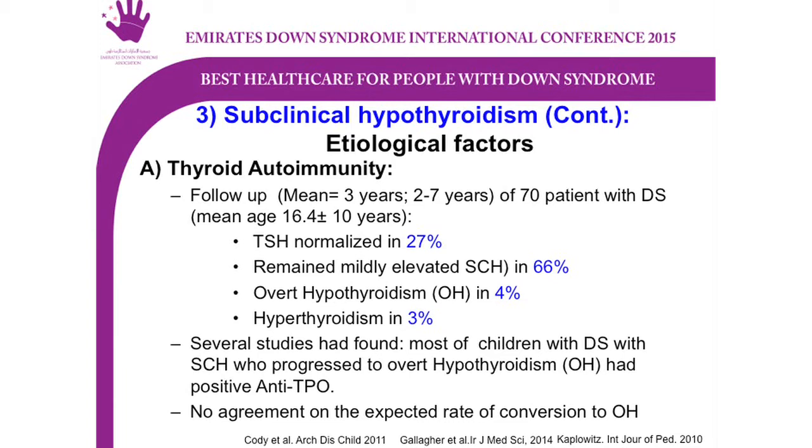66% of them remained mildly elevated and required no intervention. 4% progressed to overt hypothyroidism, so treatment was initiated, and 3% had flipped to hyperthyroidism. So the studies concluded that most of the Down syndrome patients with subclinical hypothyroidism who progressed to overt hypothyroidism had a positive anti-TPO. So we have to keep it in mind.